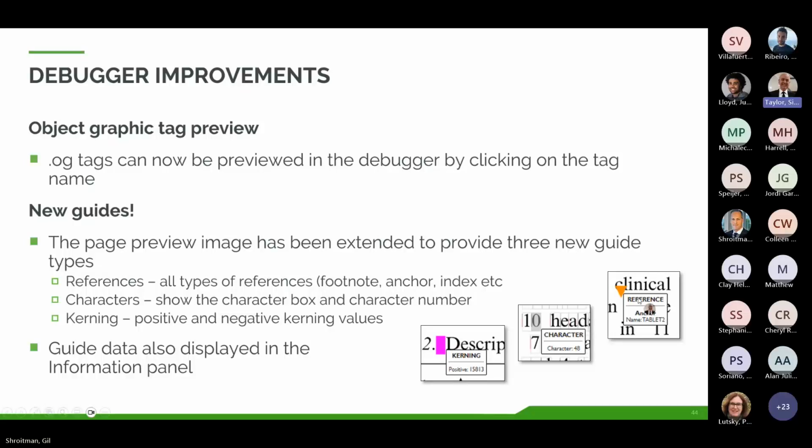And you can also now see where references are. So references are things which generate content which might be used, for example, in footnotes or in running headers or as anchor positions or as index collation points. And you can now see what those are and what the content of those things is as well.